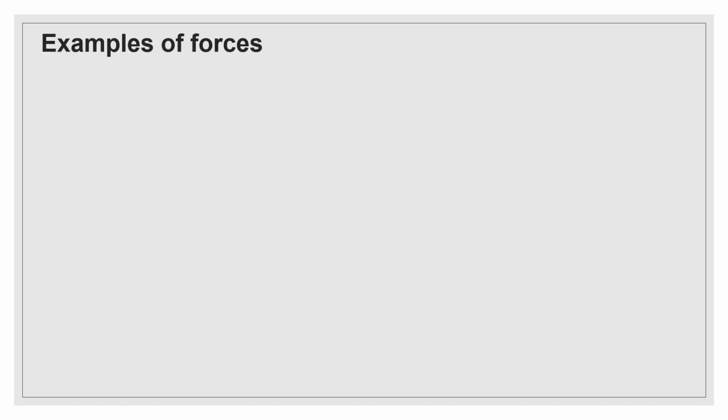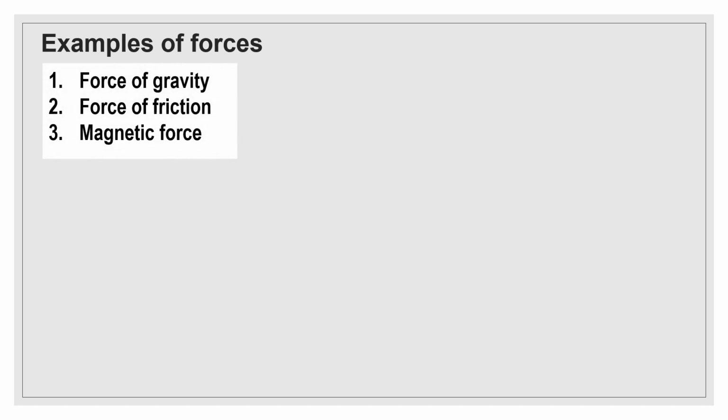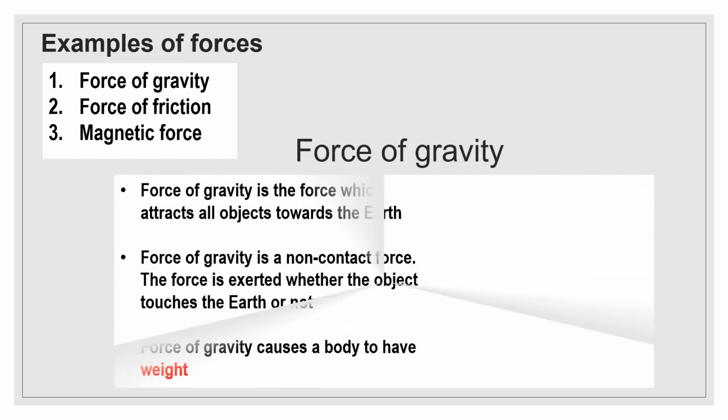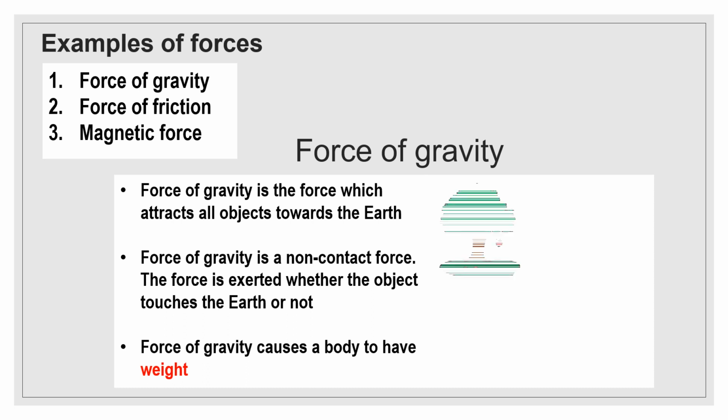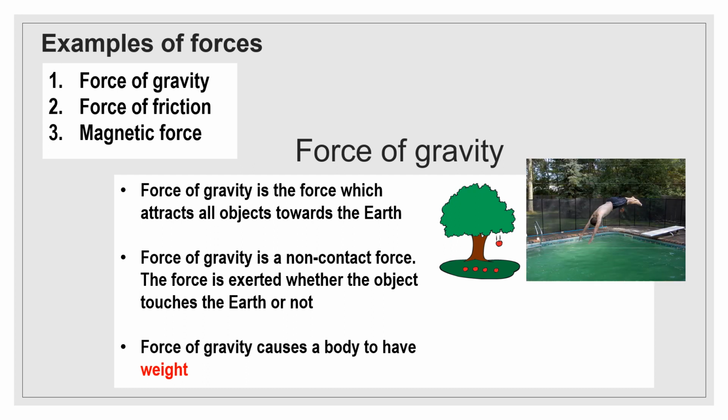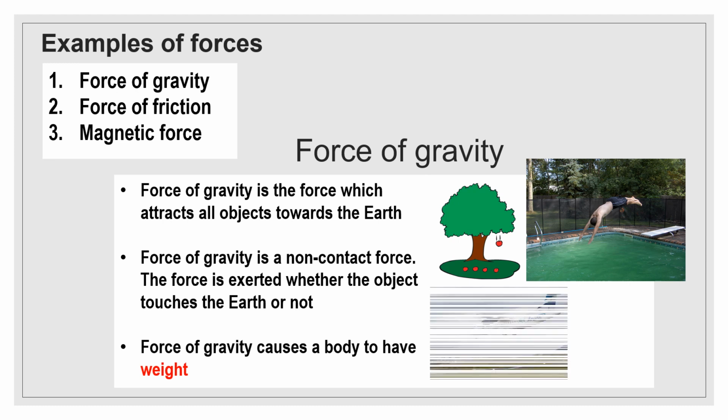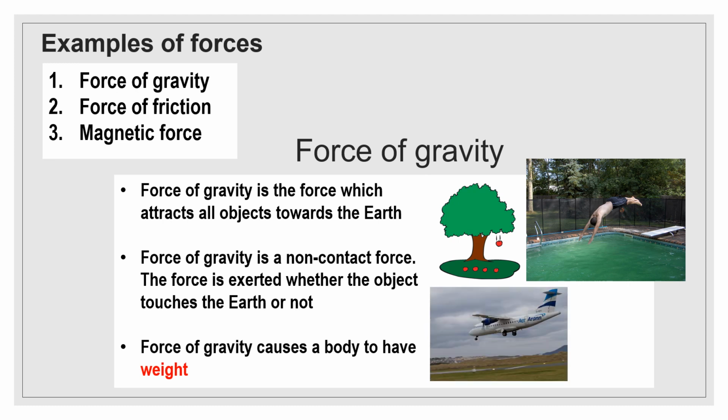So let us see some examples of forces. We have force of gravity, force of friction, and magnetic force. So what is the force of gravity? The force of gravity is the force which attracts all objects towards the earth. In this picture, we can see the apple falling towards the earth. In the next picture, we can see the man jumping towards the water and finally falling into the water. In this picture, we can see a plane that is landing towards the earth.